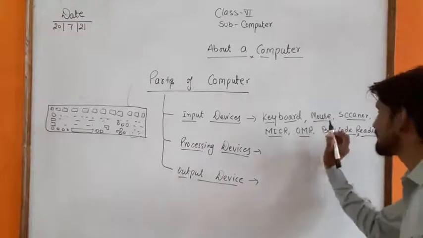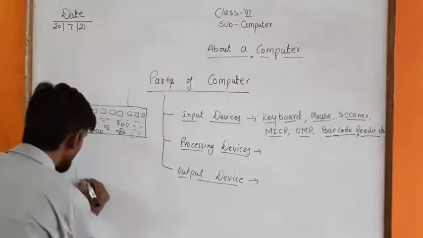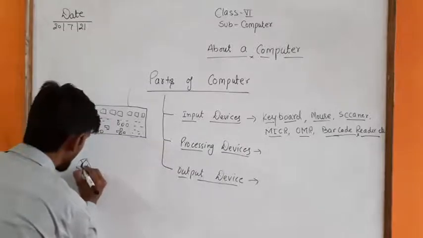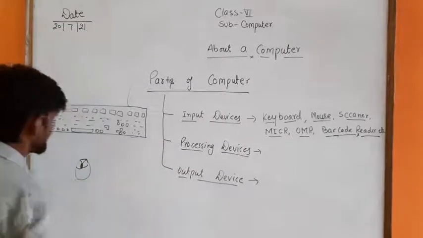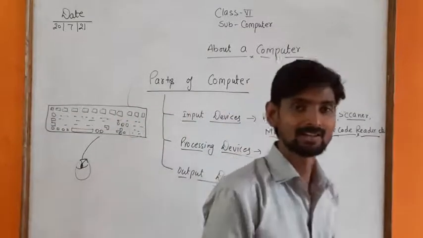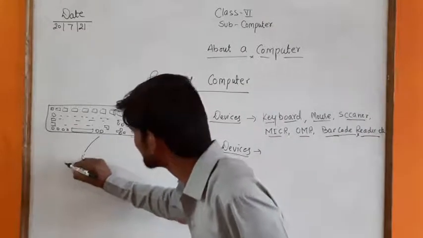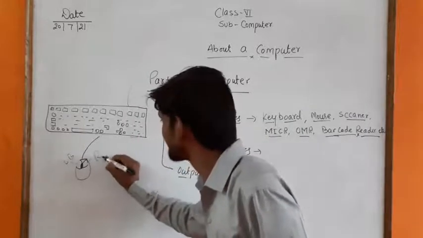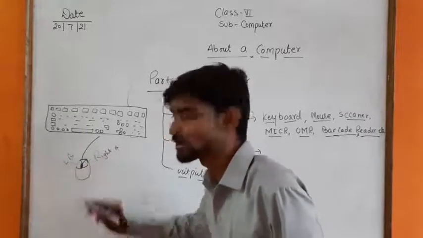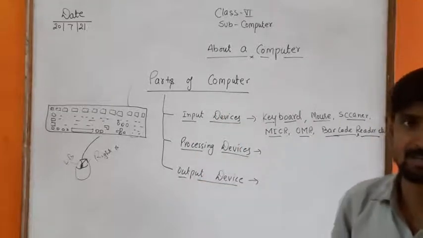Our next device is the mouse. Mouse is also an input device. It looks like this shape. There are two buttons and one scroll wheel on it, and it's also connected to the CPU by a wire, and there is also a wireless mouse. This one is the left button and the second one is the right button, and there is the scroll wheel which can scroll through the page up and page down.